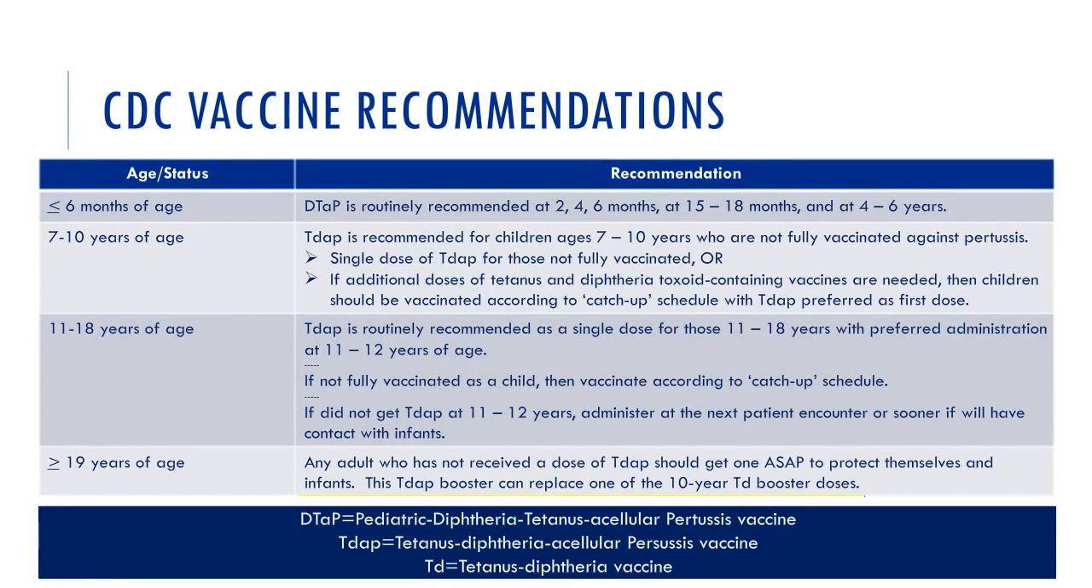You can see on this slide that the CDC recommendation for infants less than 6 months of age is for DTaP. DTaP is the pediatric diphtheria, tetanus, acellular pertussis vaccine dose, and it is recommended at ages 2 months, 4 months, 6 months, and then again between 15 and 18 months, and then again before the child would start school at ages 4 to 6.